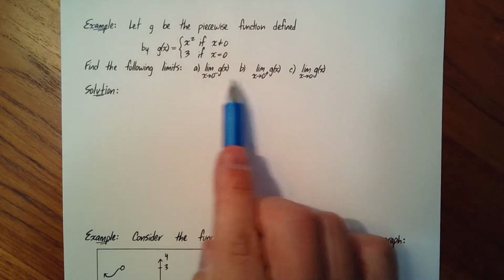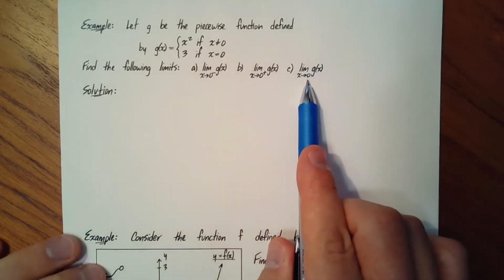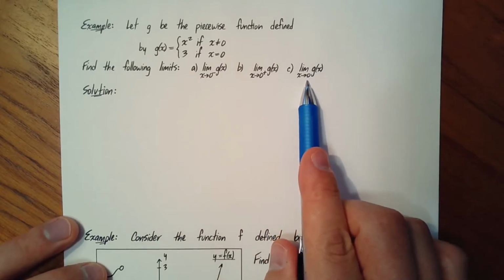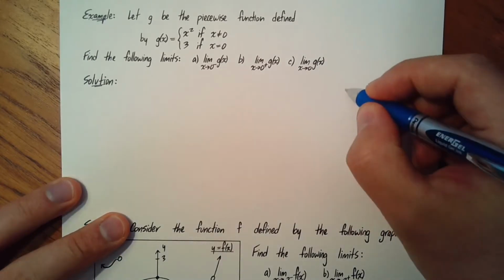So remember, these two limits are called the one-sided limits, and the limit that we see here is called a two-sided limit because the direction is not specified. Okay, so how are we going to do this? Well, let's start by drawing a sketch.